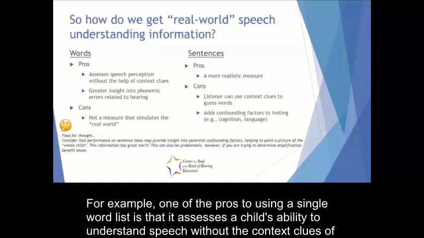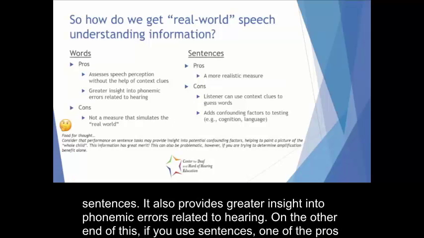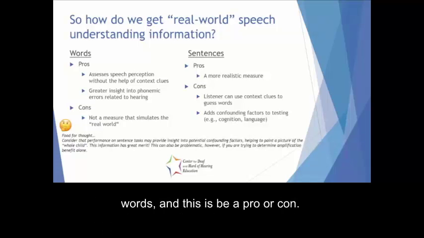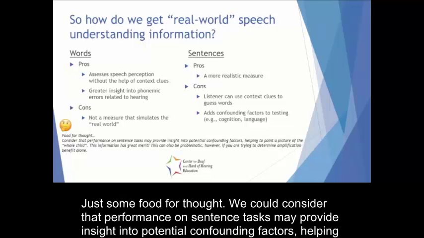For example, one of the pros to using a single word list is that it assesses the child's ability to understand speech without the context clues of sentences. It also provides greater insight into phonemic errors related to hearing. On the other end of this, if you use sentences, one of the pros is that it's a more realistic measure. We listen to connected speech or sentences every day. Also, the listener can use context clues to guess words, and this can be a pro or a con. Just some food for thought.